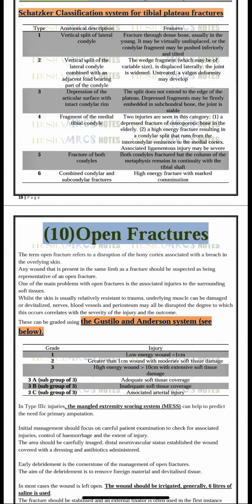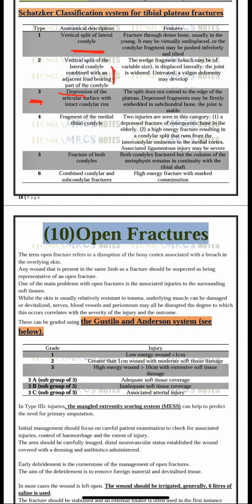What is Schatzker classification of tibial plateau fracture? Further details for it are not needed, but just to simplify them, you have 6 grades for fracture tibial plateau. Type 1, you have a vertical split of the lateral condyle. Type 2, you will have a vertical split of the lateral condyle and you will have a slight load over this condyle. Type 3, you will have no fracture, just depression to the lateral condyle.